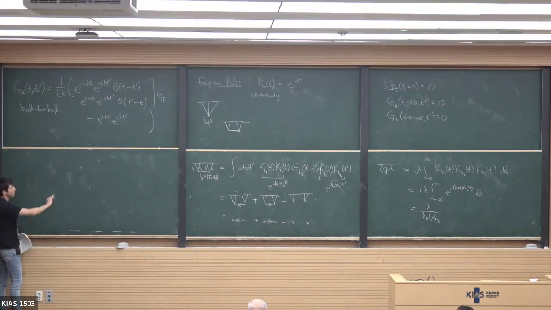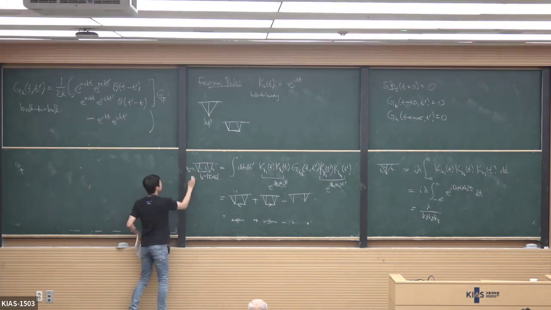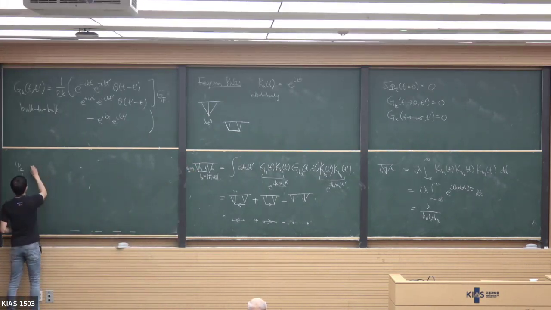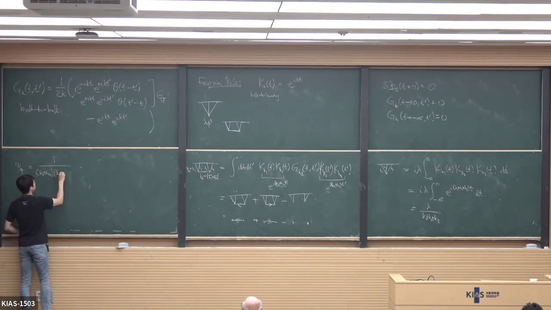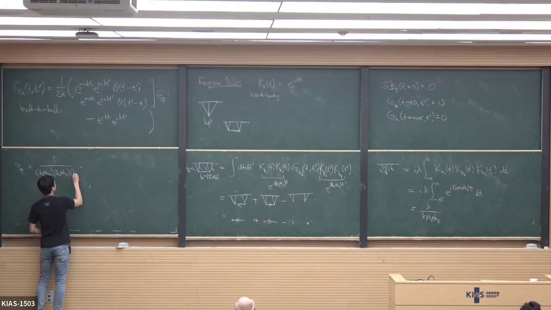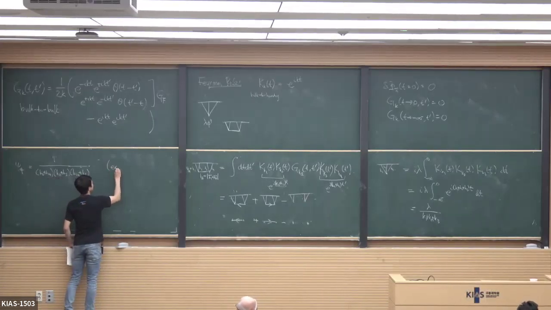So I'll leave you to do this computation, and let me write down the final answer for psi 4, which is this object. It's given by 1 over (k12 plus k34), (k12 plus ki), (k34 plus ki). So this is an exercise.